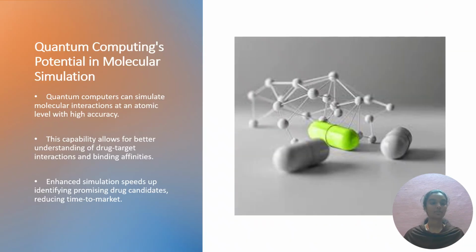The quantum computing's potential in molecular simulation. Quantum computing provides a natural advantage in simulating quantum systems such as molecules and chemical reactions. Using quantum algorithms, these computers can more precisely model the electronic structure of molecules, calculate their energy states, and simulate interactions at their atomic levels.